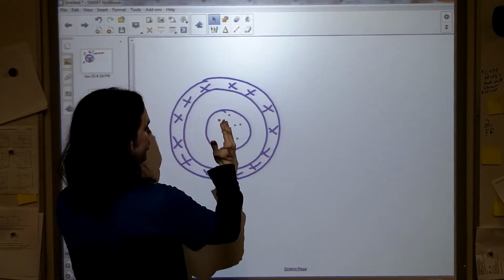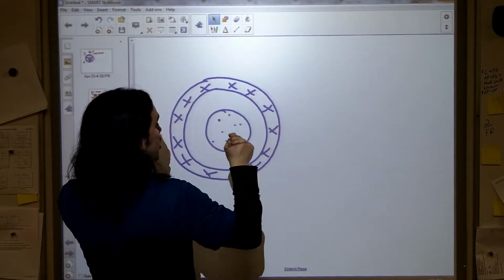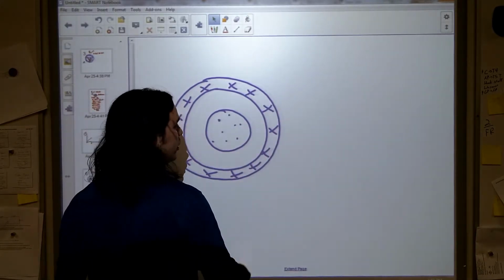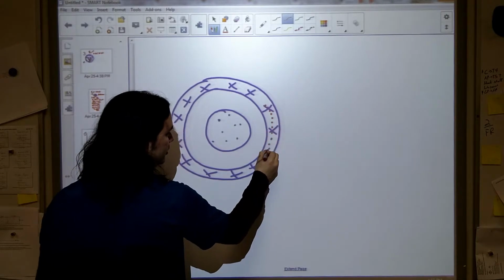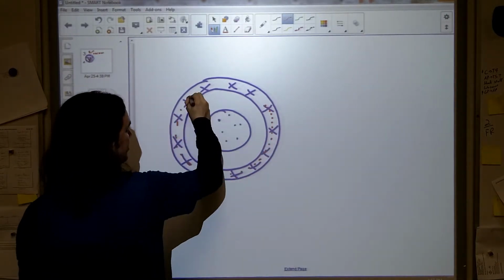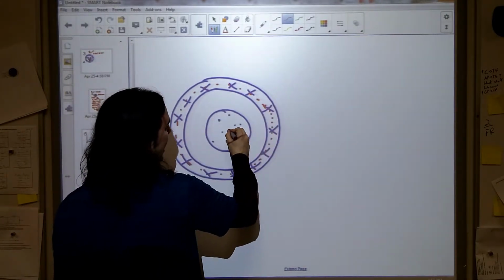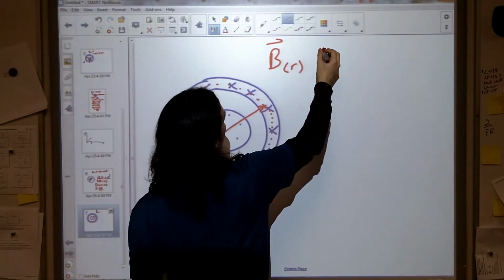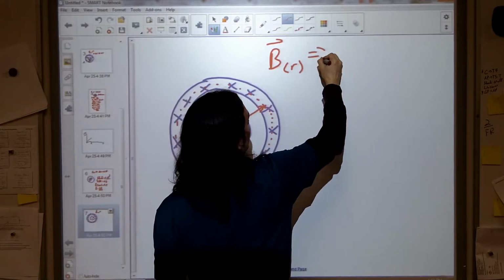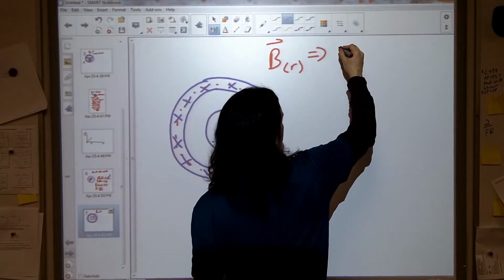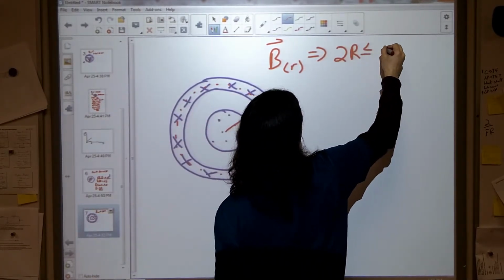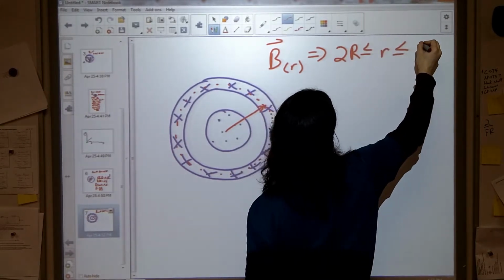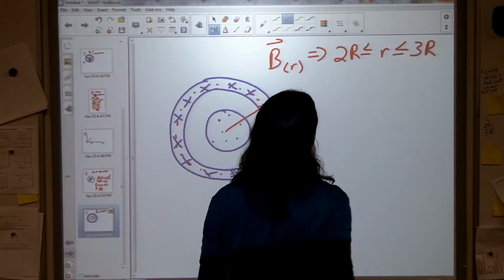We have a total current coming out of the board of I. We have a total current going into the board of I, but we're not going to have all of that current because our Amperian loop this time is going to be out here. We're going to find the magnetic field as a function of r for the region 2R is less than or equal to little r is less than or equal to 3R.